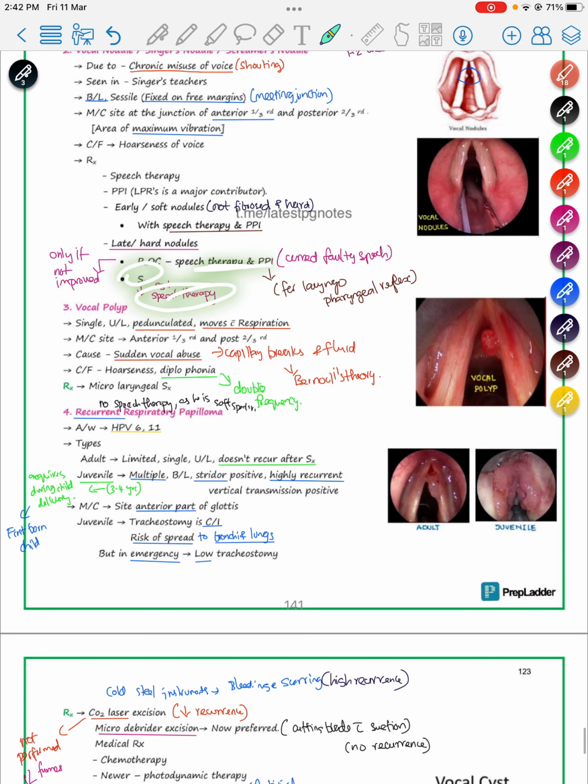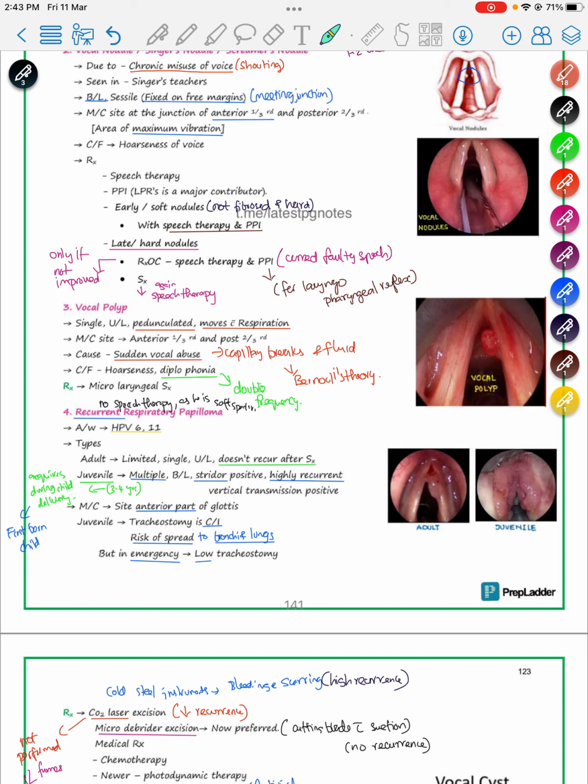Next is the vocal polyp. You can see a polyp here. It is single, unilateral, and pedunculated, a collection of fluid, so it will move with respiration, down and up. It is caused by sudden vocal abuse. Capillaries are broken, and the Bernoulli phenomenon causes this inward pulling, which causes the polyp.